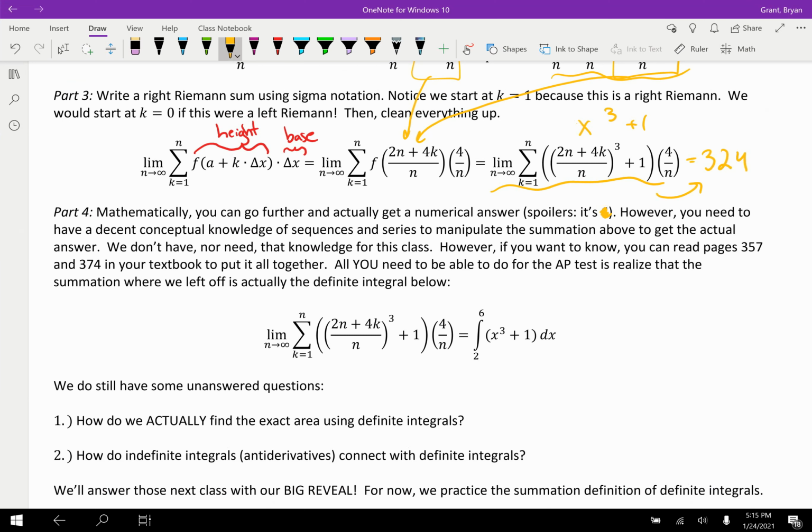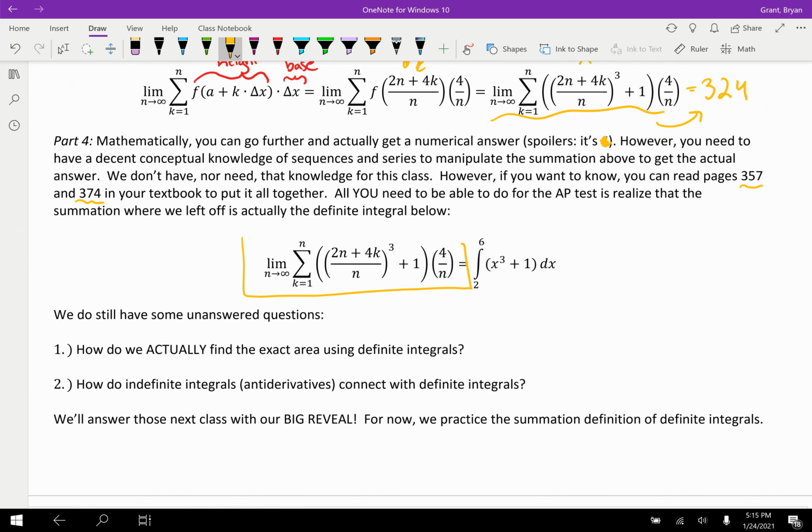If you do want to learn more about how to do that, you can check out 2 different pages in your textbook, one that shows you how to find sums of these infinite series, and then one that shows you how to put it all together. Okay? But again, all you need to do for this exam is to know that this guy is the same as this one. And again, this part is even a little bit too intense for what we have to do.